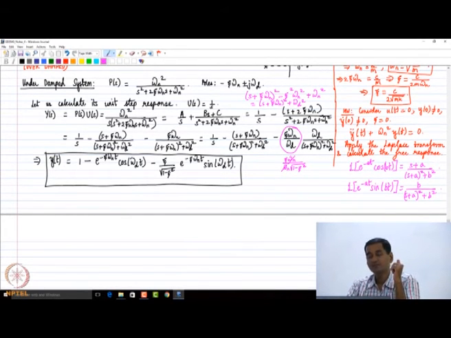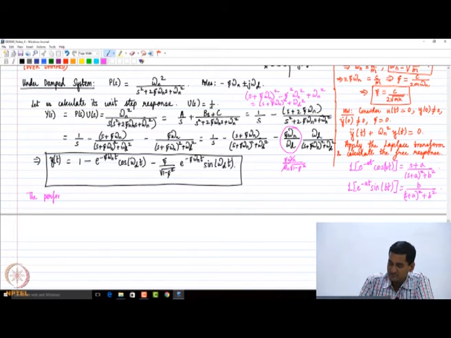And you can see that the response is going to be oscillatory. Why? Because of the presence of cos and sine. And what is the frequency of these cos and sine terms? Omega d. So now I hope it's clear why it's called the damped natural frequency. It is the frequency with which the output of the damped second order system is going to respond in the presence of an input. So that's why it's called the damped natural frequency. Is it clear?